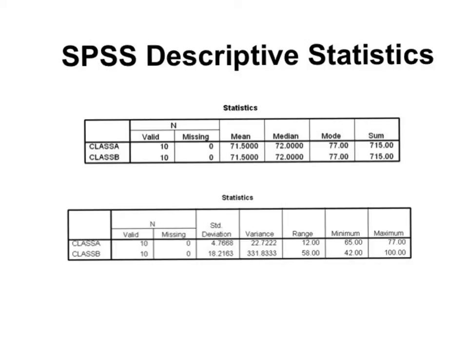Then, if we look at that range, just the high minus low, it's a 58-point range versus a 12-point range. And if we look at the standard deviation, you can see an average variability of 4.7668, or what we round to 4.767, and then the variability in Class B, which was a lot higher, of 18 percentage points. Now, how you interpret this exactly, we're going to discuss in class, but this is a good starting point for you.